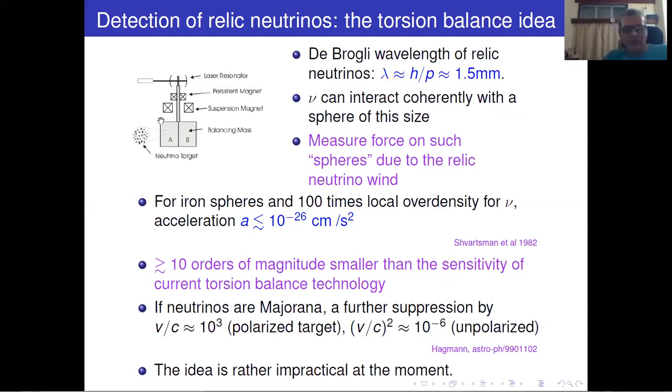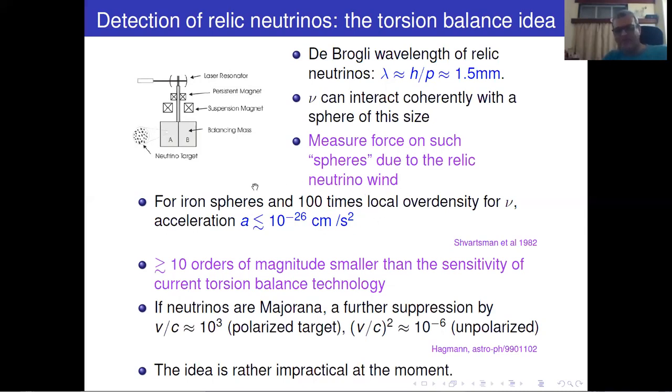So what do you do? You make a plate like this, with two halves, A and B. B part is completely uniform. In the A part, you put lots of pellets of size 1.5 millimeters. As a result, as this apparatus passes along with the Earth through the neutrino background, neutrinos will interact more with the A part. As a result, they will push the A part towards you, and the torsion balance will have a slight turn. It will turn a bit.